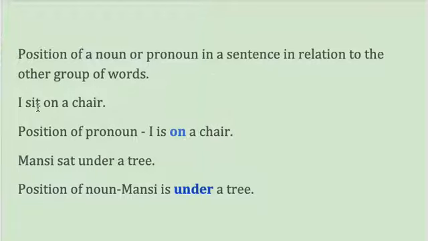For example, I sit on a chair. So, yahan pe I kya hua? Subject hua. It's a pronoun. And I ka position, aap dekho, usko relate karo dusre noun chair se. So, I aur chair ke beech ka kya relation hai? I jo hai, baitha hai on a chair. So, that particular word on is called preposition. The position of the pronoun I in respect to the noun chair.